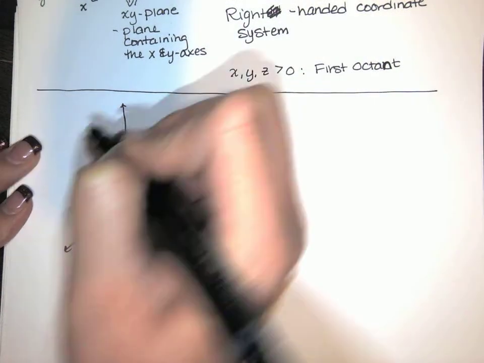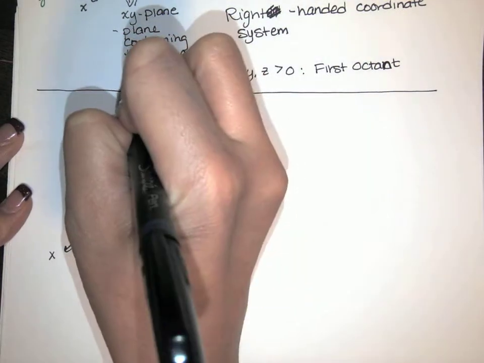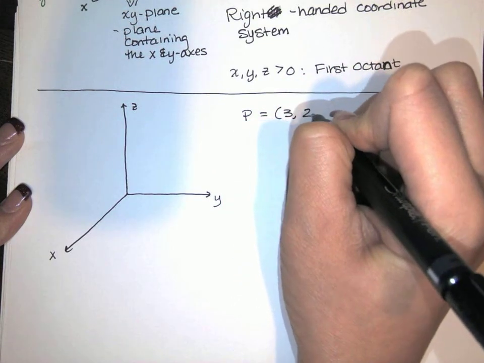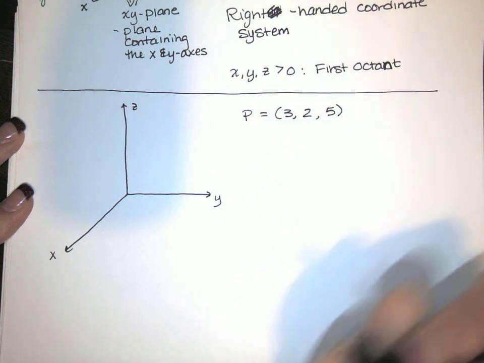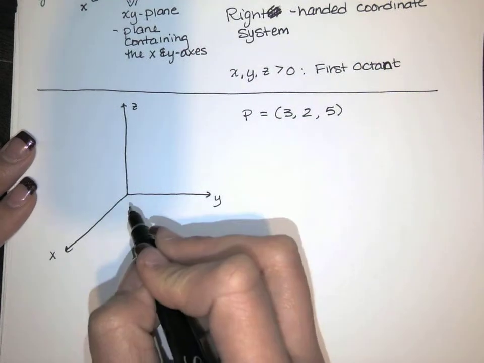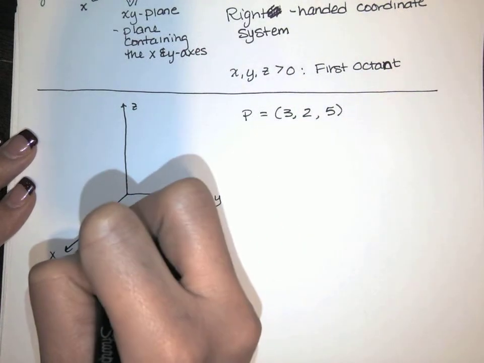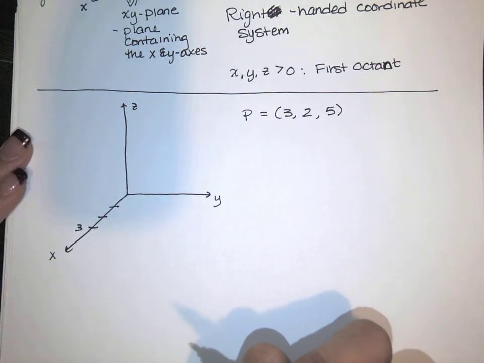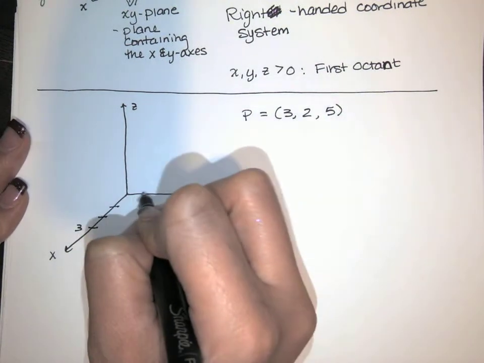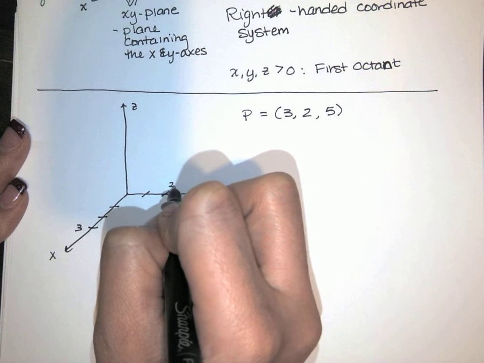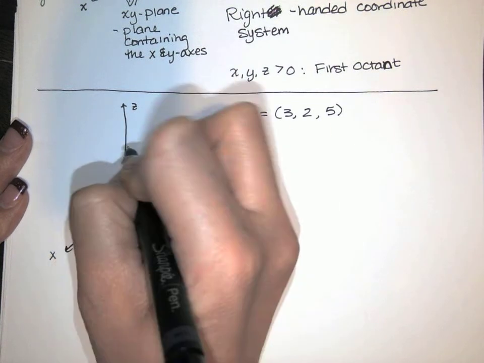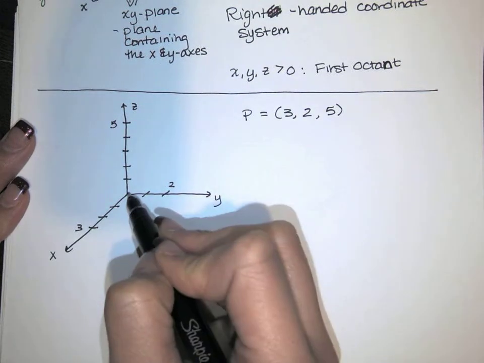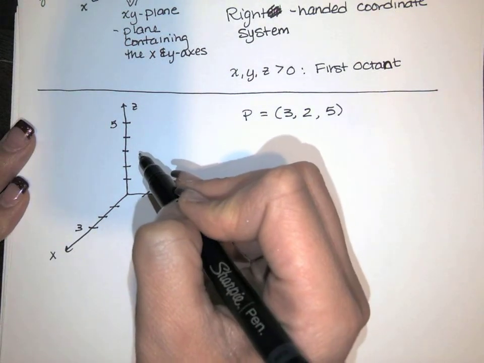Let's say I want to plot the point x equals 3, y equals 2, z equals 5. Well, I know I want to go forward 3 units in the x direction. So I'm just going to draw tick marks like this. I'm drawing them on an angle because I'm imagining some perspective. I want to go 2 units in the y direction. And then I want to go up 5 units in the z direction. So I'm going to go over here, and then up 5.